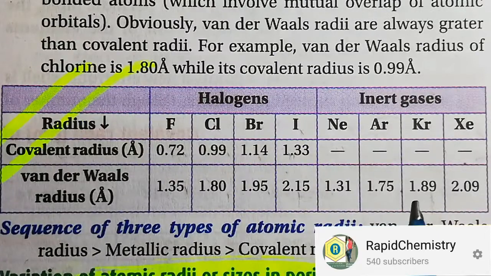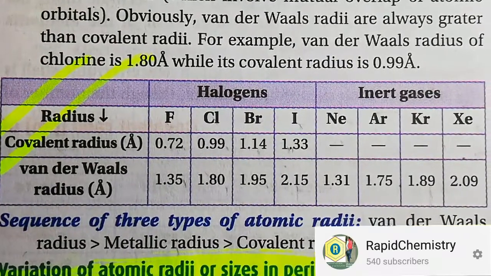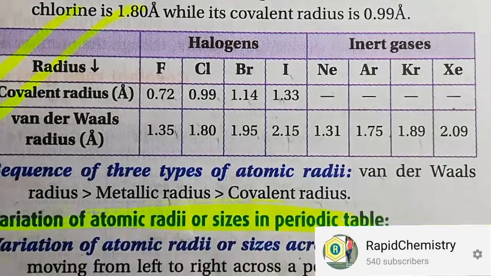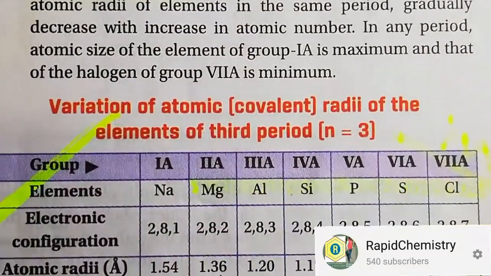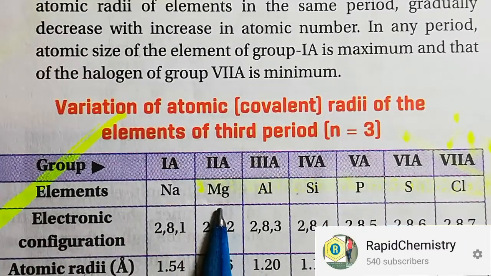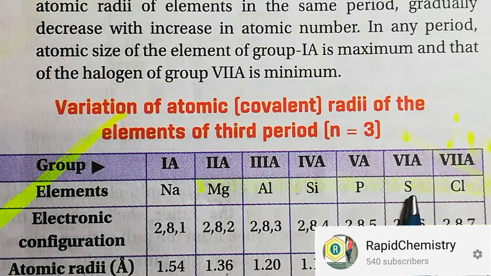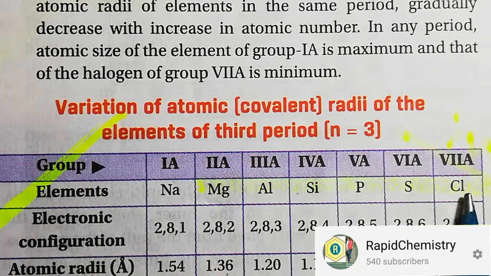So here we got the van der Waals radius is greater than metallic radius, then covalent radius. Now we will learn the variation of atomic radii or size in the periodic table. Just look at the chart at first. These are the elements: sodium, magnesium, aluminium, silicon, phosphorus. These are from the same period, the third period elements.